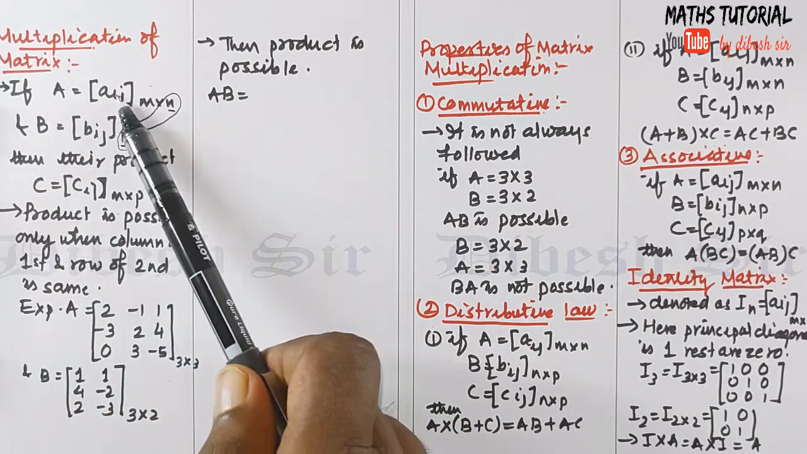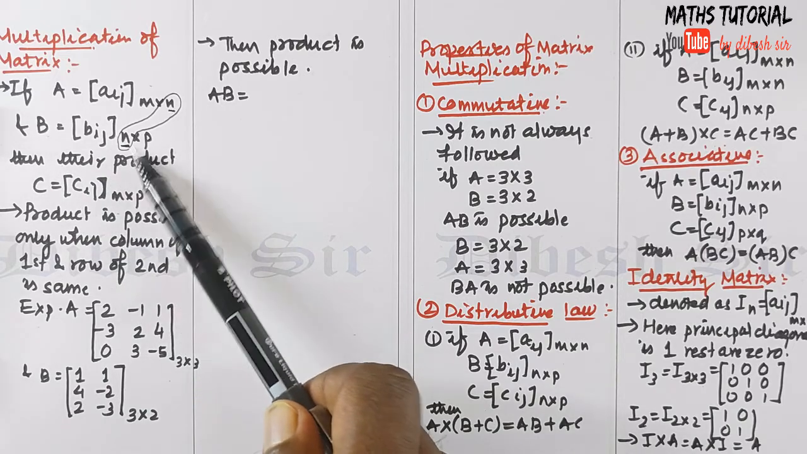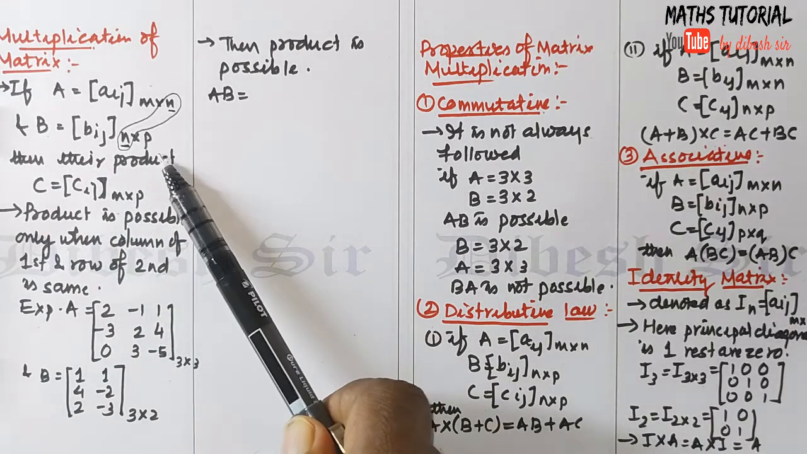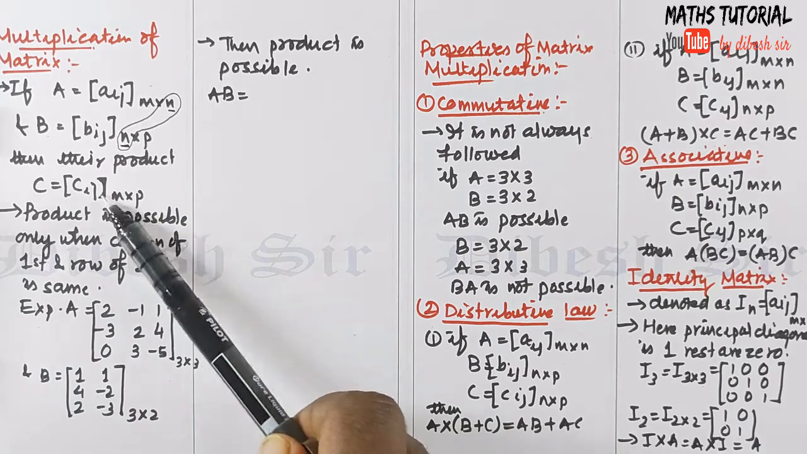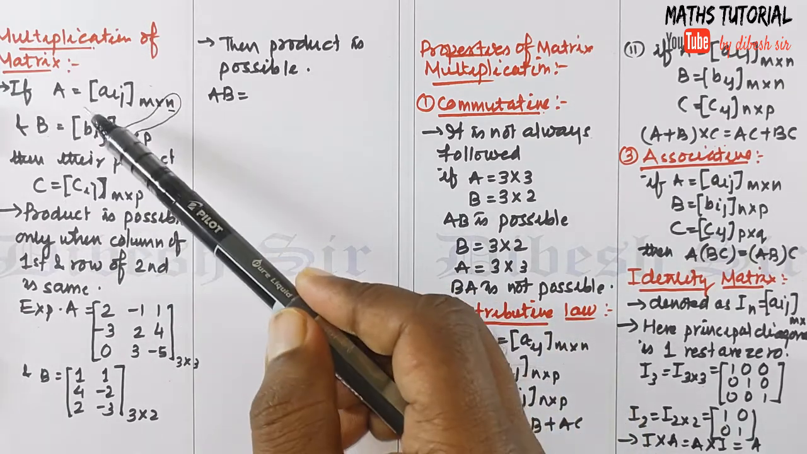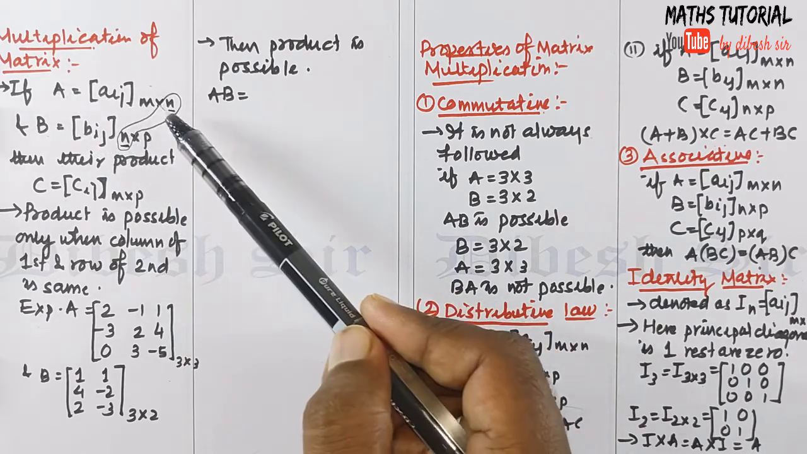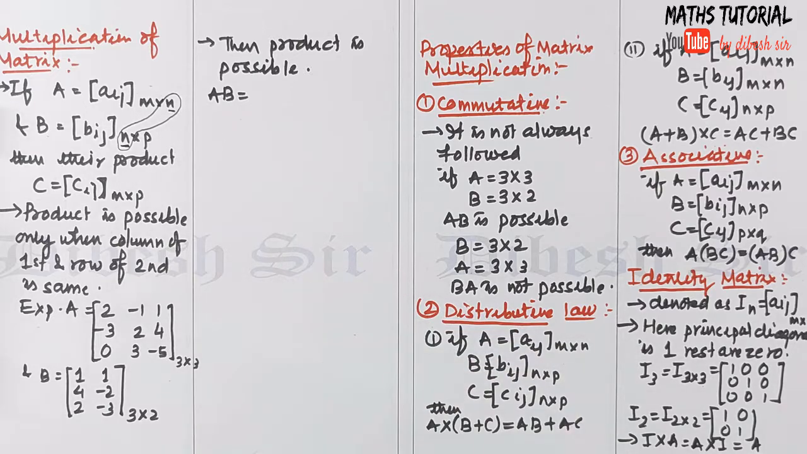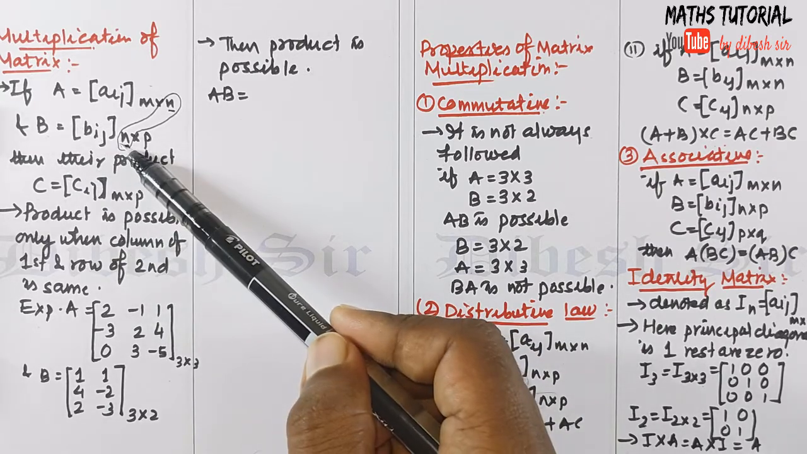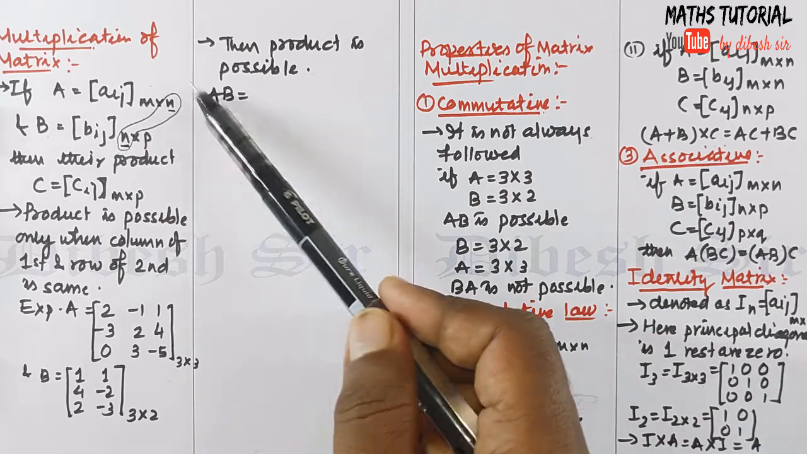If A is equal to Aij m cross n and B is equal to Bij n cross p, then their product is C is equal to Cij m cross p. Remember that for multiplication, the column of the first matrix, n, and the row of the second matrix, n, should be the same. Then product is possible.